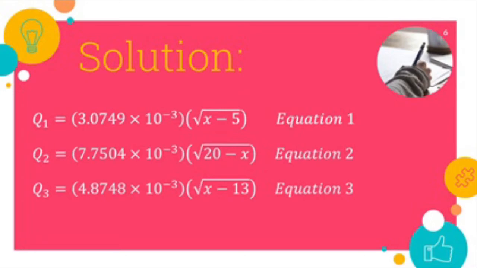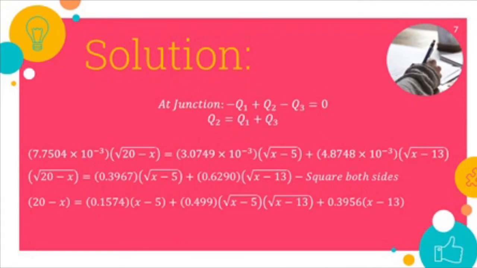So for Q sub 1, it is equal to 3.0749 times 10 raised to negative 3 multiplied by square root of X minus 5. For Q sub 2, it is equal to 7.7504 times 10 raised to negative 3 multiplied by square root of 20 minus X. And for Q sub 3, it is equal to 4.8748 times 10 raised to negative 3 multiplied by square root of X minus 13.